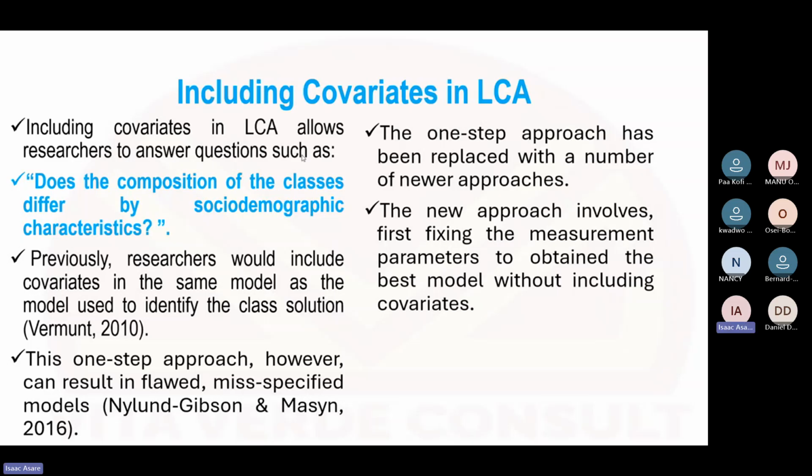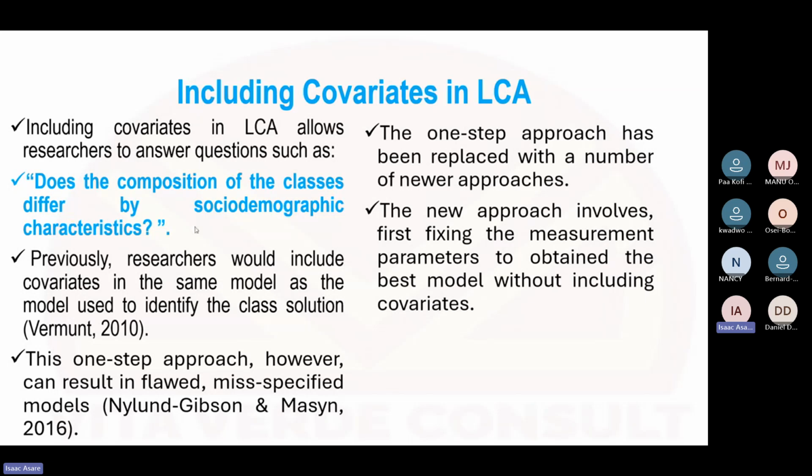So including covariates in LCA allows researchers to answer questions such as, does the composition of the classes differ by sociodemographic characteristics? The demographic characteristics, or the covariates, help you to answer some of these questions, but it should be done after you are done with the LCA. After you've been able to estimate the model, then you can include this kind of variable in it so that you can answer this particular objective. Okay, it is very, very important.